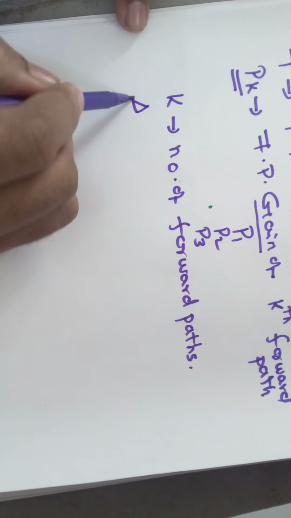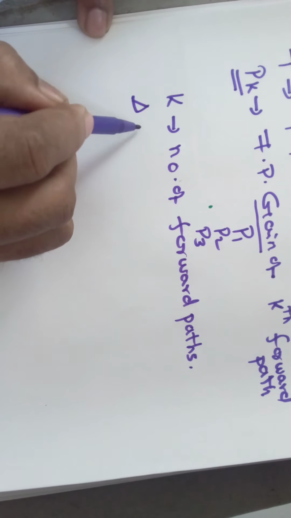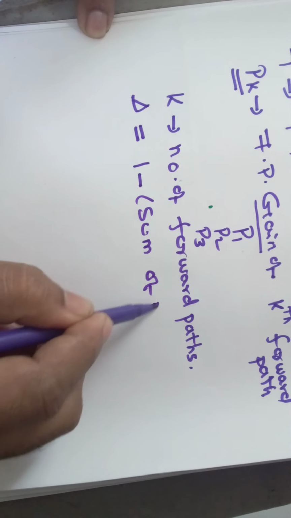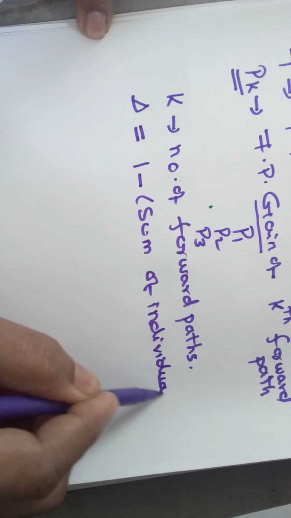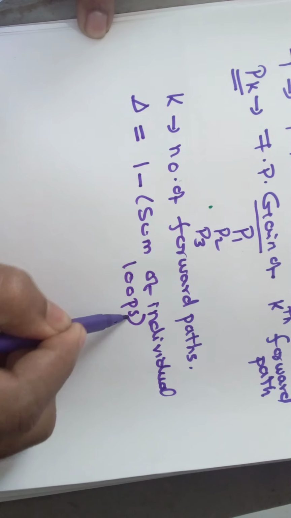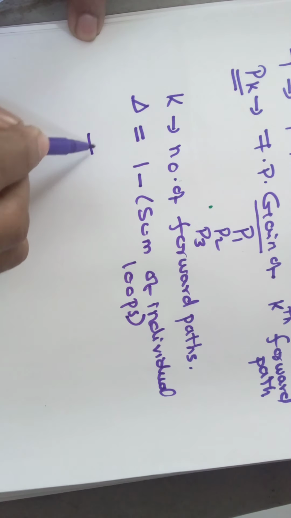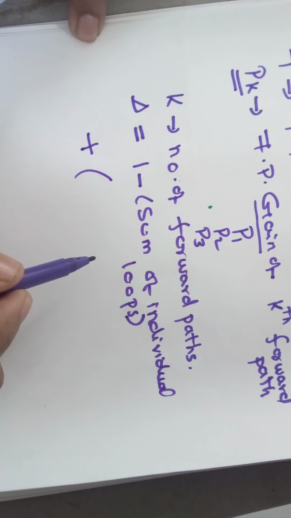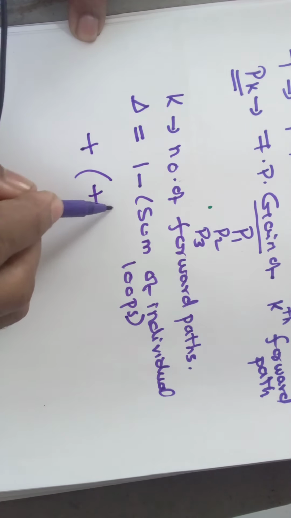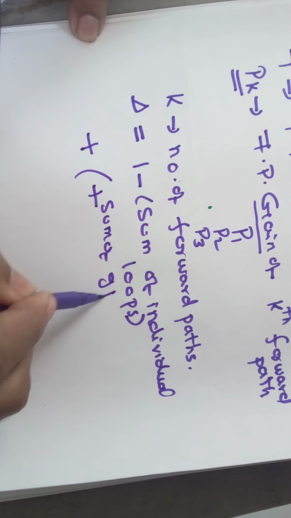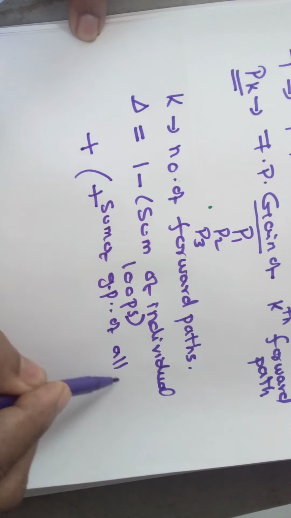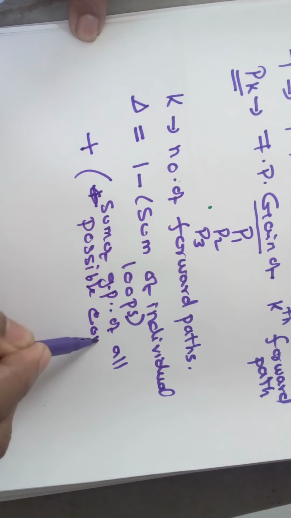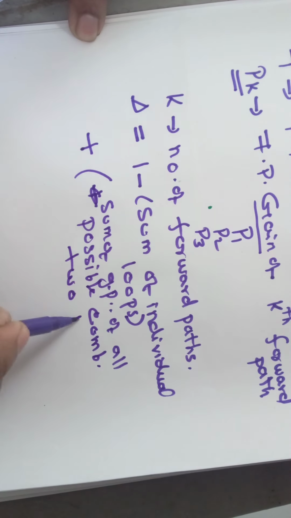Understood. Next one is the delta. You have a formula to find this delta. It is nothing but 1 minus sum of individual loops, plus sum of gain products of all possible combinations of two non-touching loops.